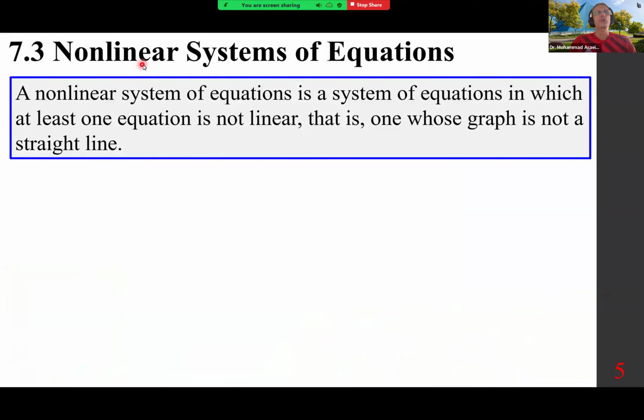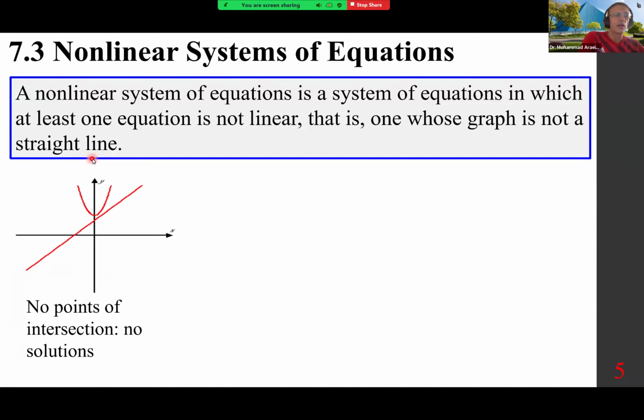And now 7.3, nonlinear system of equations. A nonlinear system of equations is a system of equations in which at least one equation is not linear. That is, one whose graph is not a straight line. As you can see, for example, this is a parabola, this is a line, that makes it a system of nonlinear equations. There's no point of intersection, there is no solution.